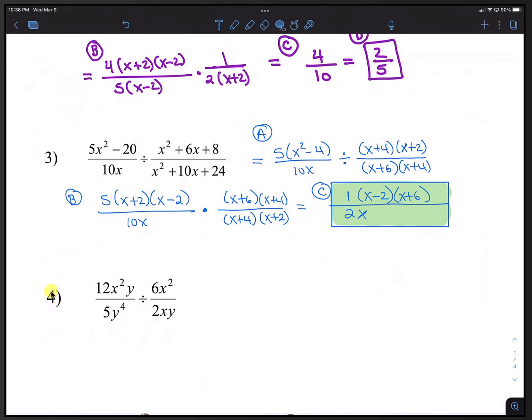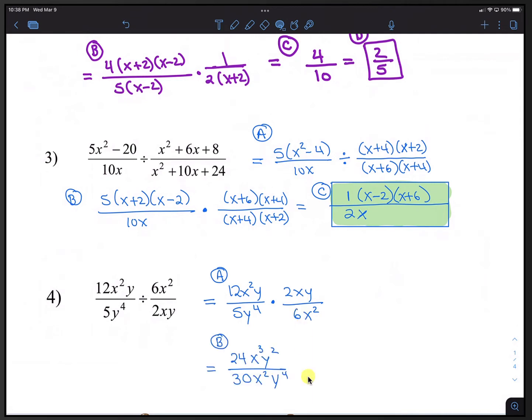Okay, and with number 4, we see that we've got these two fractions, and we're dividing. So let's just go ahead and change the division to multiplication and flip the second fraction. And that brings us to part A here. So we change to multiplication, and the second fraction has now flipped.